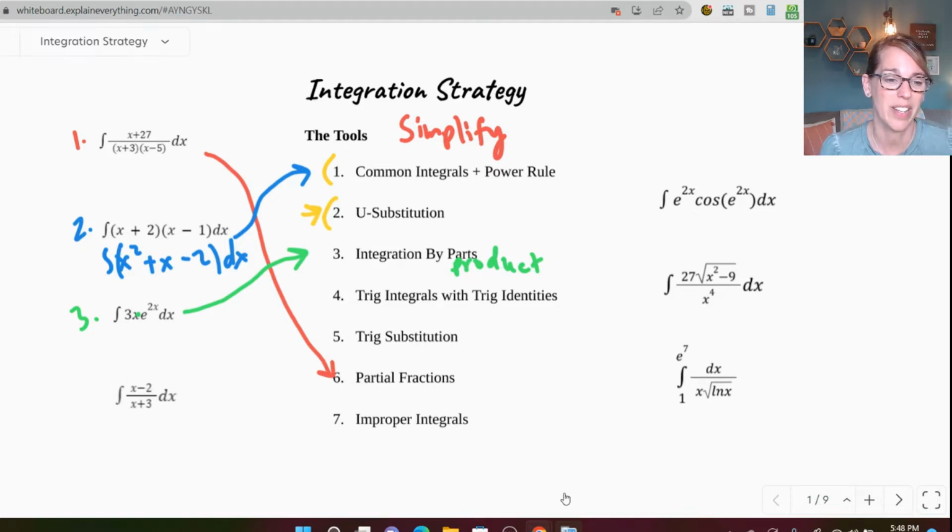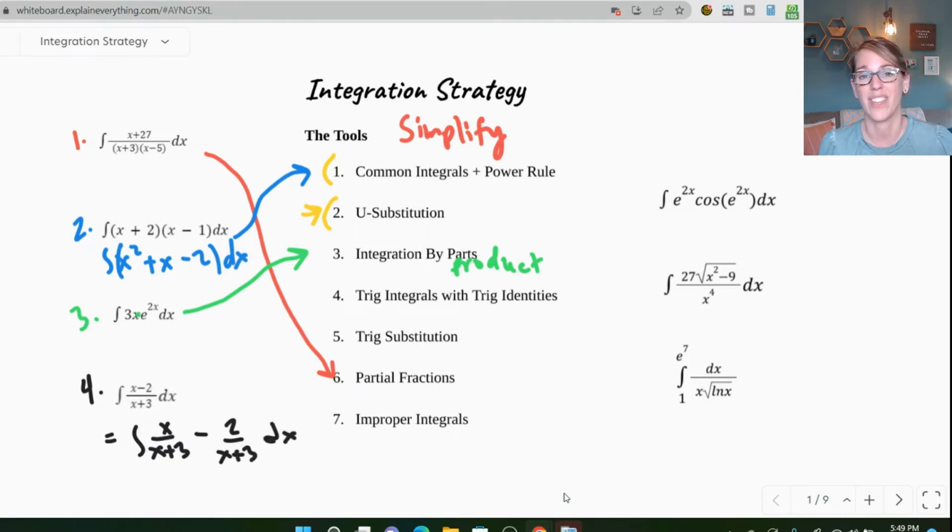Okay, so the next one, number 4. So in number 4, let me go ahead and grab a black pen. I've got x minus 2, x plus 3. There really isn't anything that I can do in terms of a partial fraction decomposition. Well, maybe there is one thing, and that's just to split this up into 2 separate fractions. But we really don't think about this as a decomposition. So minus 2 over x plus 3 dx.